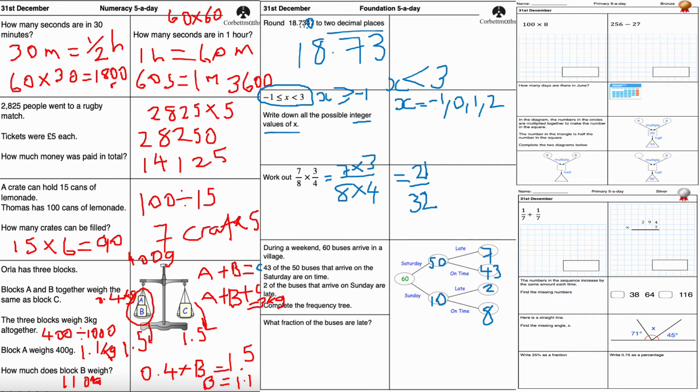Okay, next question. What fraction of the buses are late? So we've got here and here. So 7 plus 2 out of a total of 60 is equal to 9/60. Or I can simplify that by dividing top and bottom by 3, and I get 3/20. Either way, it's going to be fine.